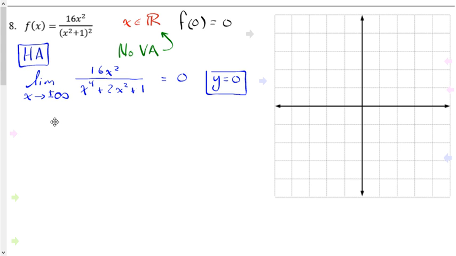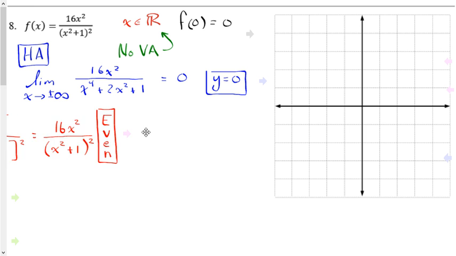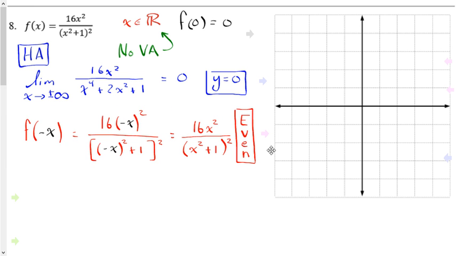Here's what I mentioned earlier: when we do that test, replacing all the x's with negative x, we end up getting exactly the same expression as our original function, so we know that we have an even function.